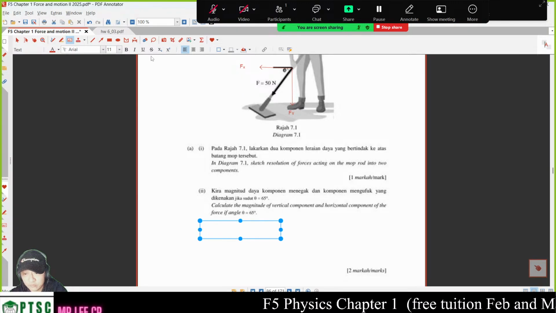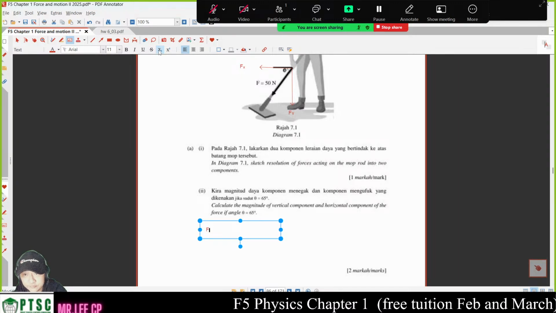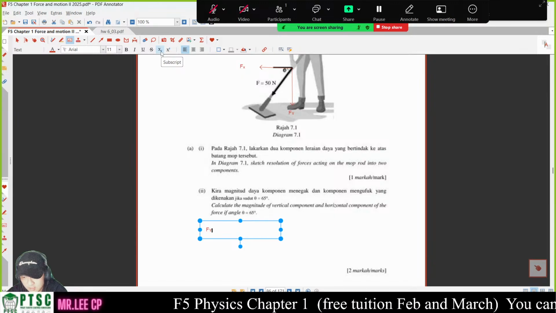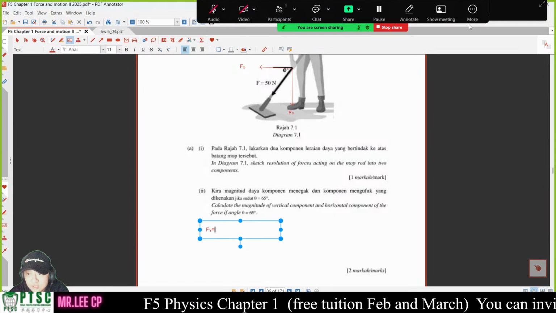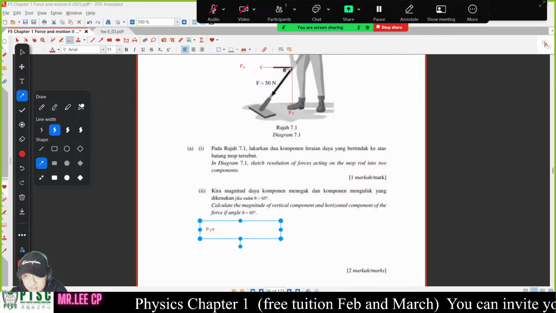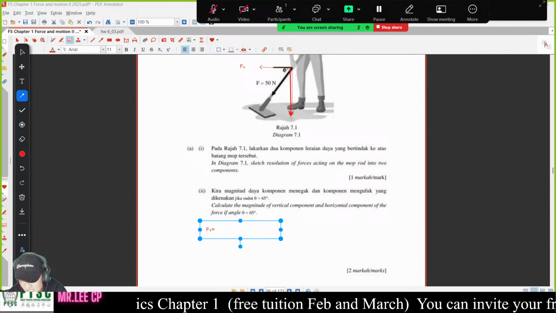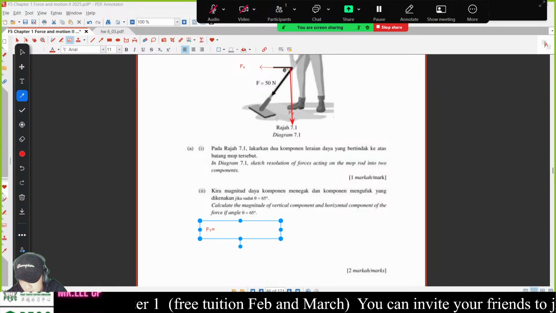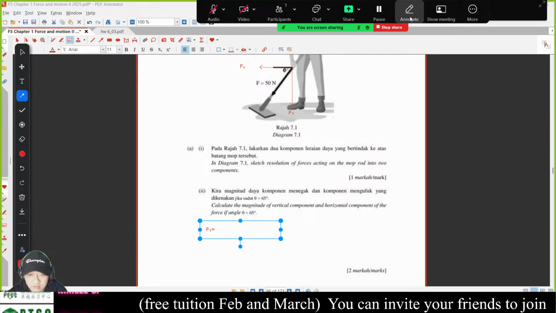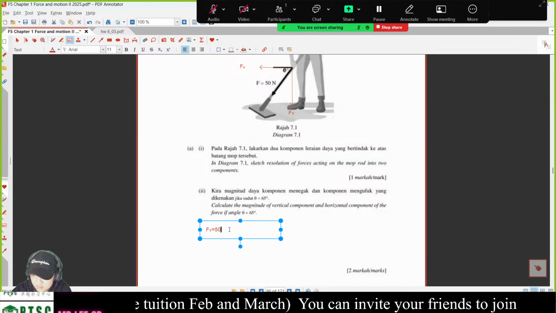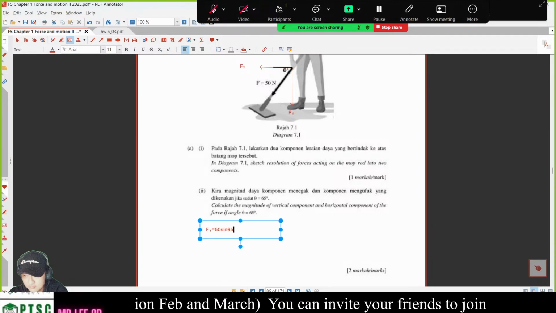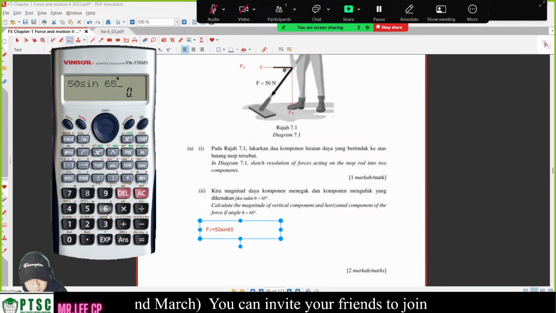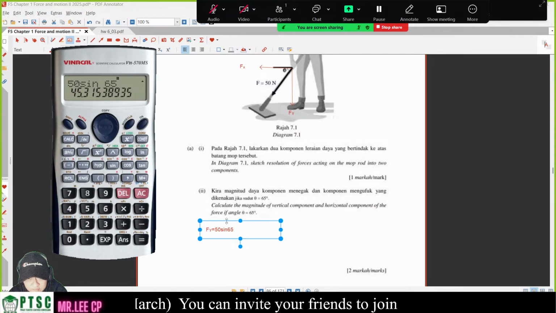They say Fy first, alright? I put Fy first. Fy is equivalent to, now here, the force is 50. Now, touching or not touching 65? This angle is 65. They said that theta is 65. Not touching 65, so I use sine. 50 sine 65. So I'll get 45.315.